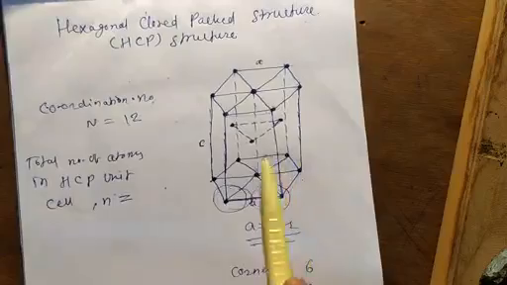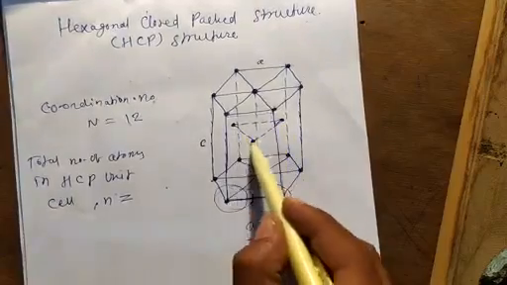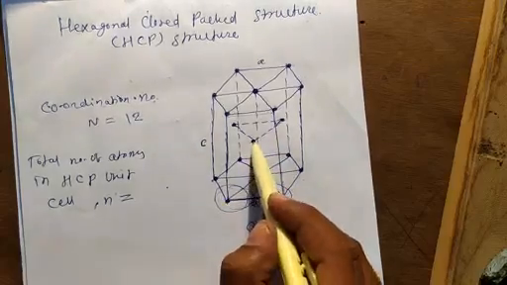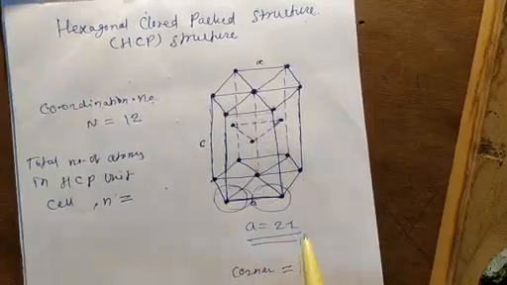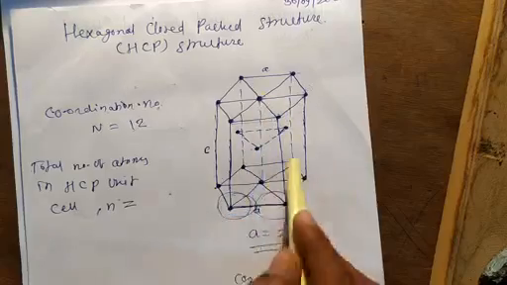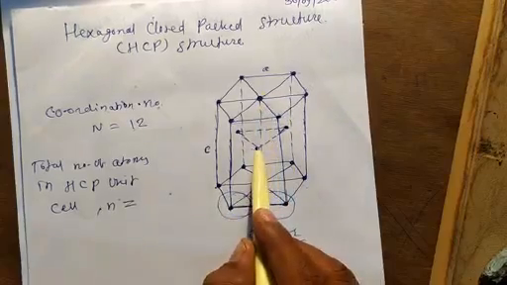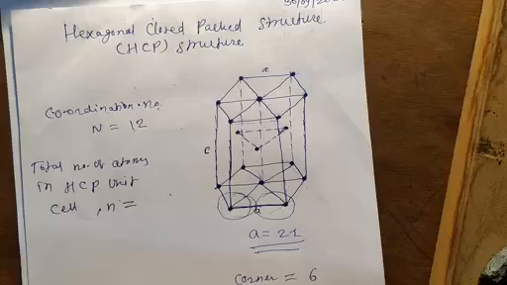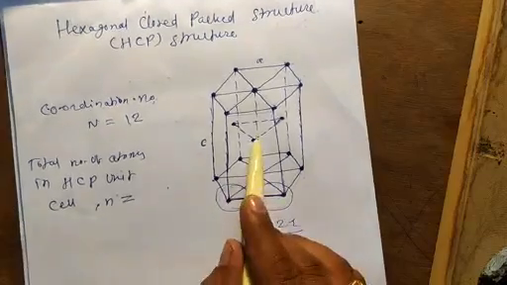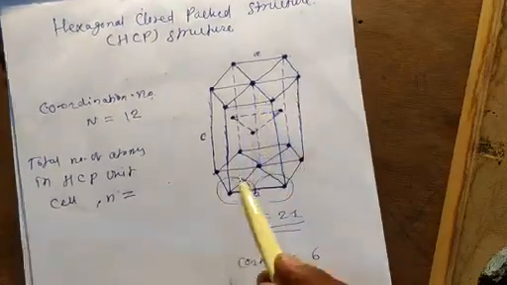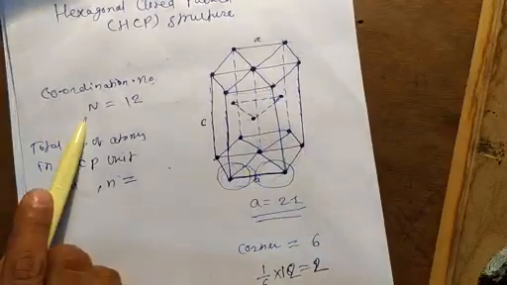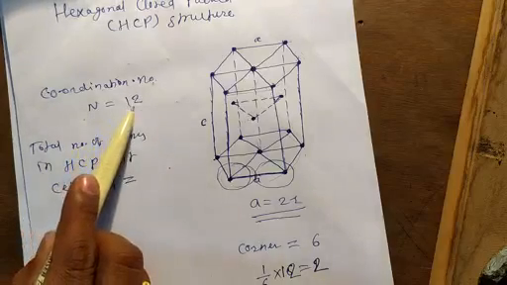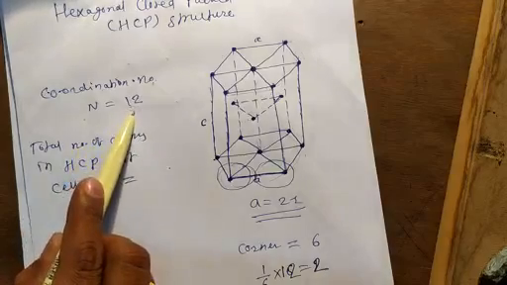Hence, if you consider any atom within the unit cell and find out its coordination number, we can find there are 12 atoms which are equidistant from this atom. Therefore, the coordination number of this structure is 12.